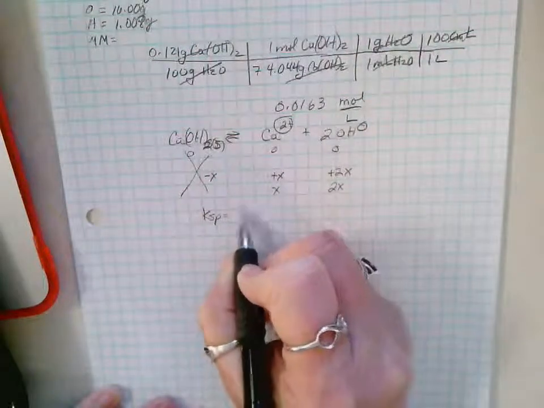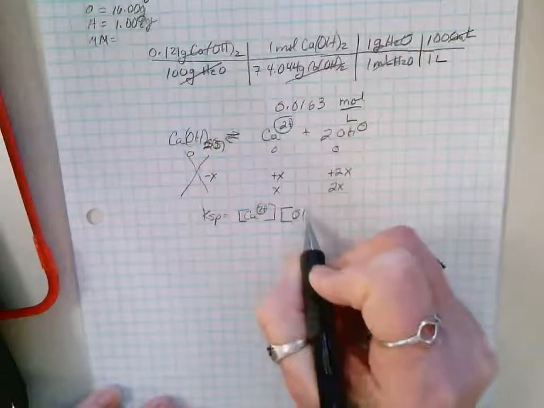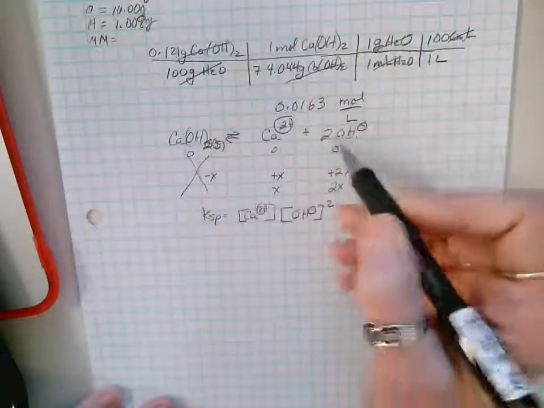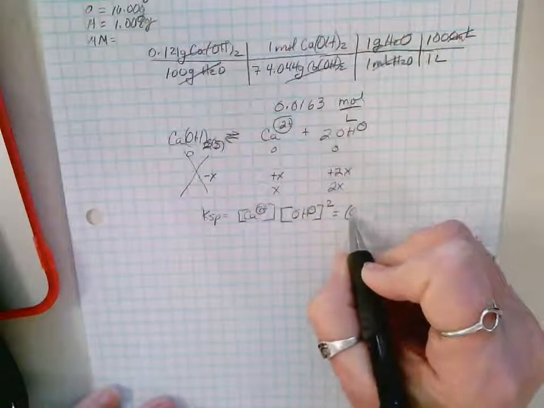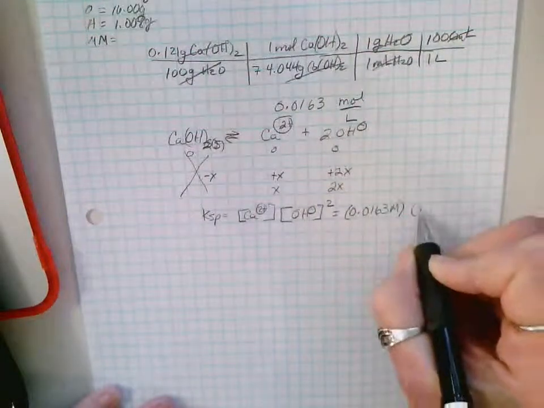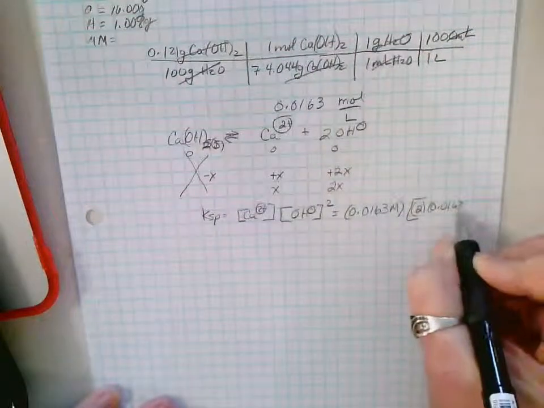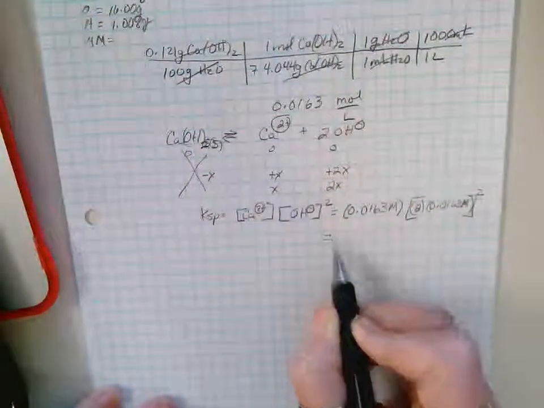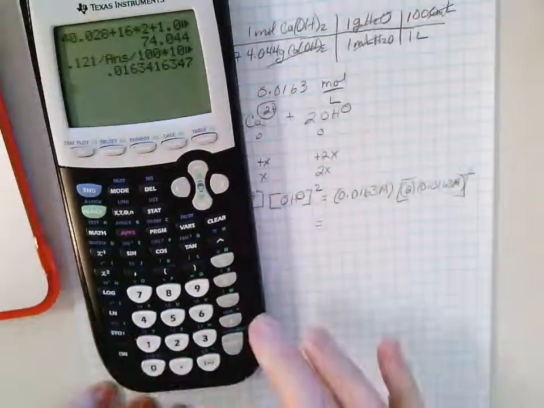KSP is going to equal the concentration of calcium ions times the concentration of hydroxide ions squared, because the stoichiometry says 2. And so it's going to be 0.0163 molar times 2 times 0.0163 molar, squared.